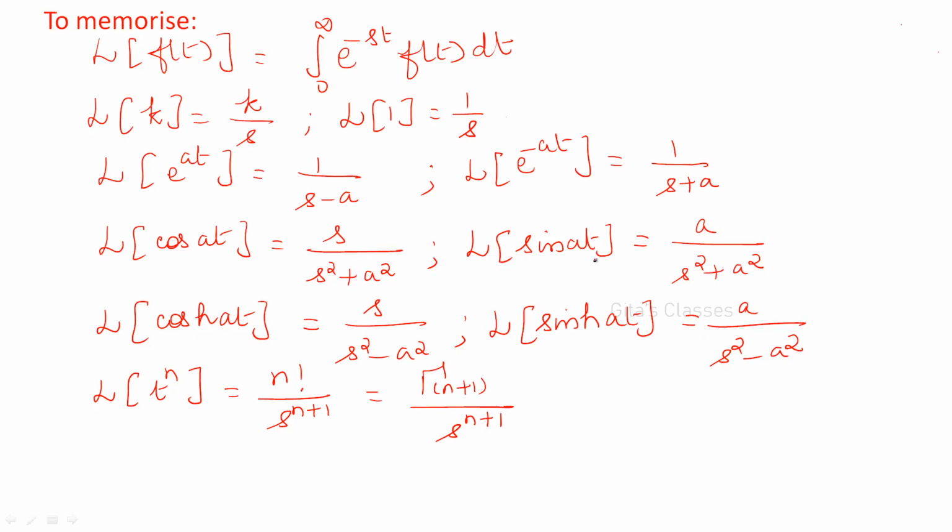Please remember, for sin you will get a constant in the numerator, not s. For cos you will have s in the numerator. L of cosh at is s by s squared minus a squared. L of sinh at is a by s squared minus a squared. And L of t power n is n factorial by s power n plus 1, if n is an integer.